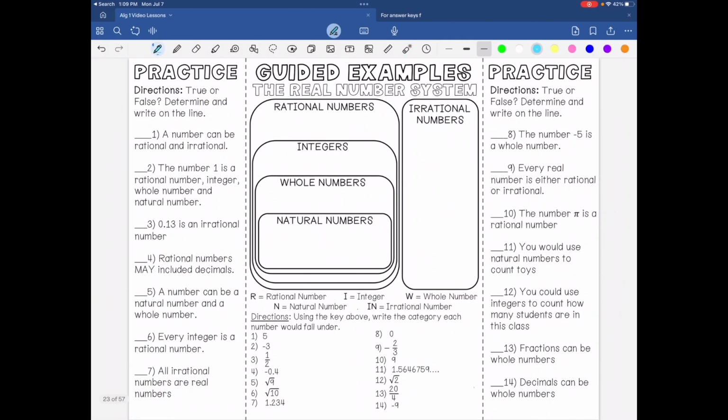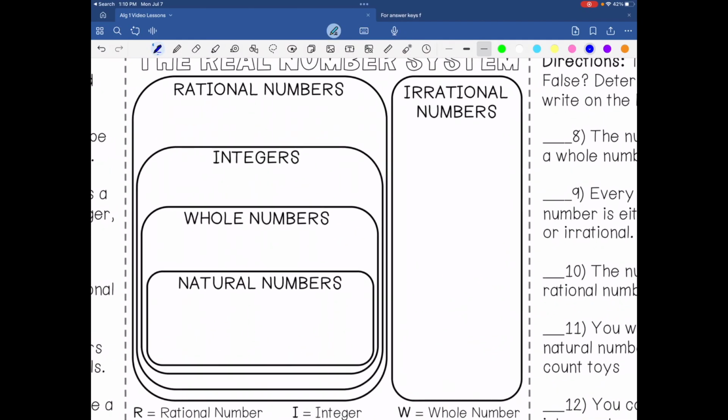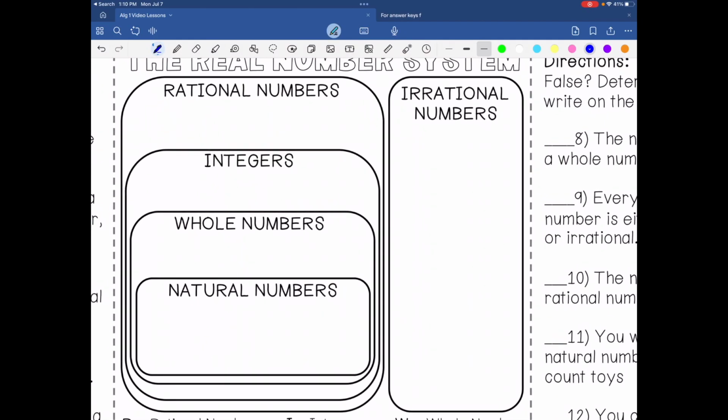So a couple of things before we start. The real number system is a system of numbers. And basically, it's all the numbers in the world, but they have different titles, right? They have different titles for things. So we're going to first talk about the definitions of these different numbers. So first thing we're going to talk about is rational numbers.